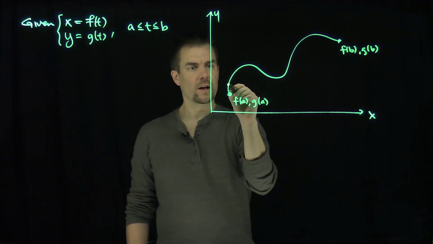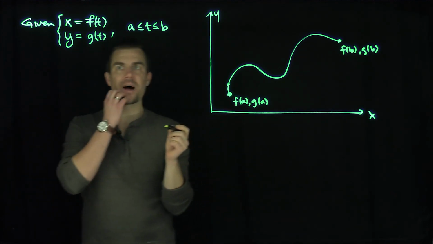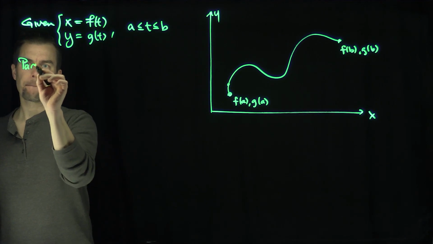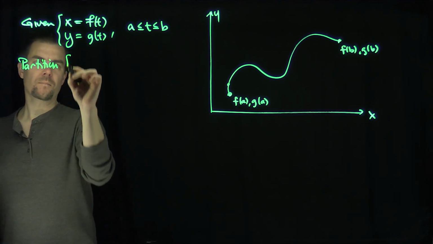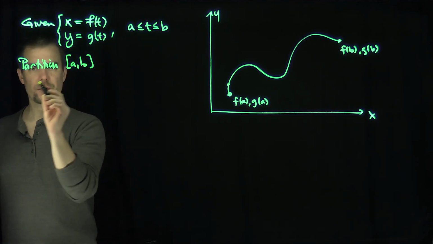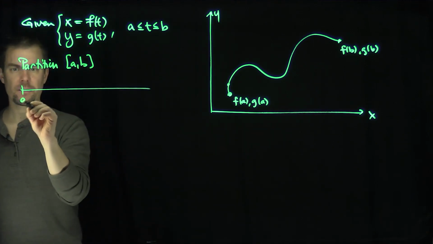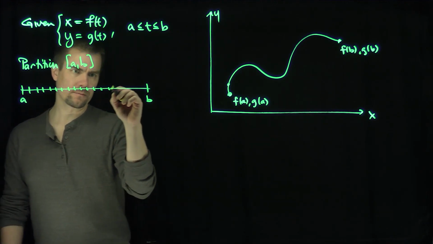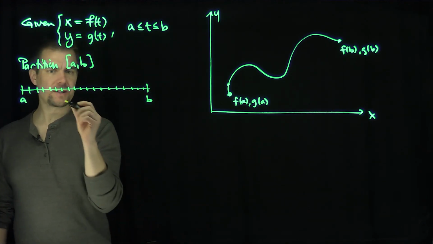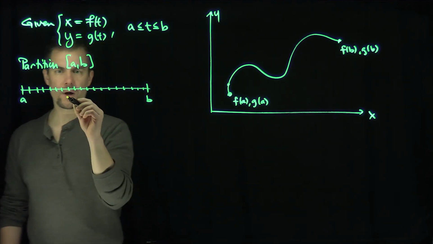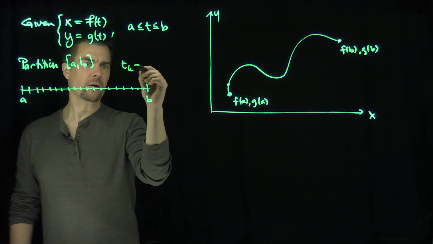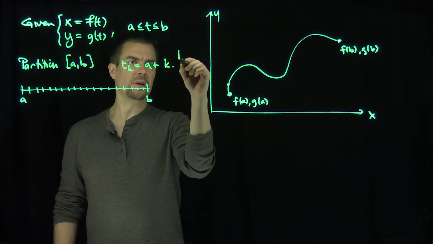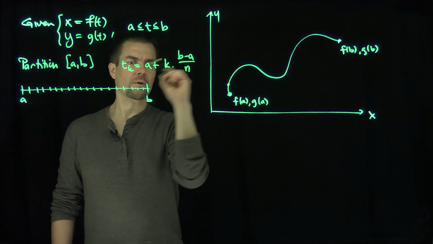So what I'm going to do is take the time axis and partition the time axis from a to b. Now how do I do that? Well, here's a, here's b, and I equally partition it like so. So I define t_k to be a plus k times (b minus a) over n.